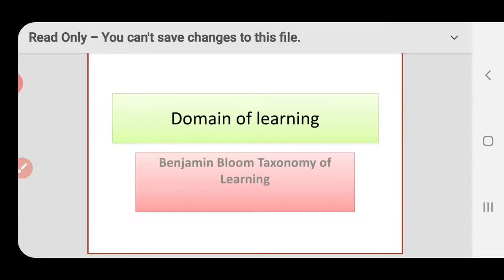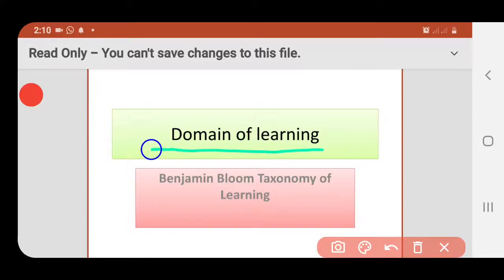Domain of learning. These domains are presented by Benjamin Bloom. We also call this taxonomy of learning. So don't be confused that the second name of these domains is taxonomy of learning. So what is the meaning of domain? Domain means area or field. So when we say domain of learning, it means area of learning or field of learning.